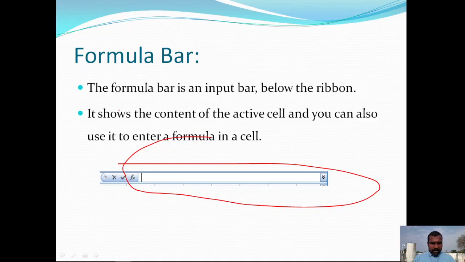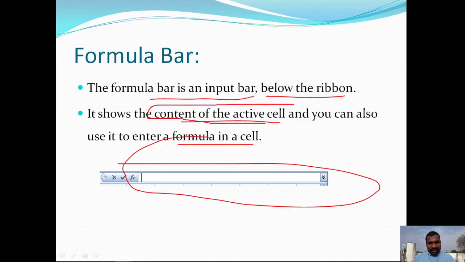Okay, so the formula bar is an input bar below the ribbon. It shows the content of the active cell, and you can also use it to enter a formula in the cell. You can enter new content, or you can update the already existing content of the active cell. You can also enter the formulas in the active cell by using this formula bar.